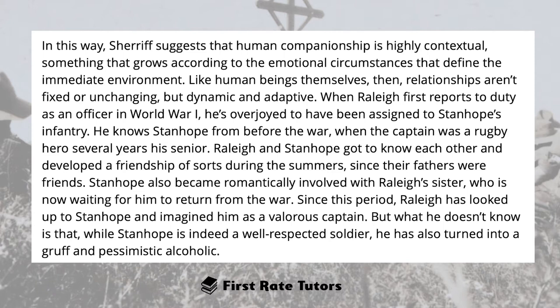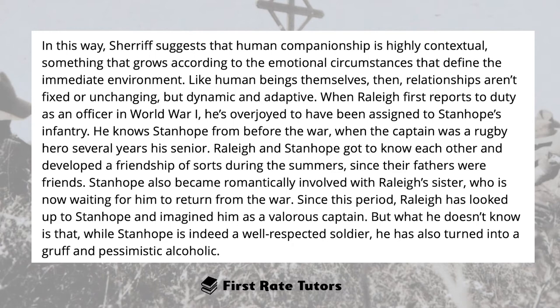When Raleigh first reports to duty as an officer in World War I, he's overjoyed to have been assigned to Stanhope's infantry. He knows Stanhope from before the war, when the captain used to be a rugby hero several years his senior. Raleigh and Stanhope got to know each other and developed a friendship of sorts during the summers since their fathers were friends, and Stanhope also became romantically involved with his sister, who's now waiting for him to return from the war. Since this period, Raleigh has looked up to Stanhope and imagined him as a valorous captain.